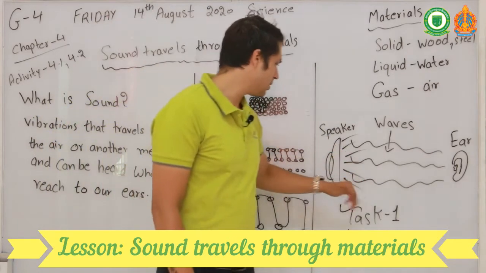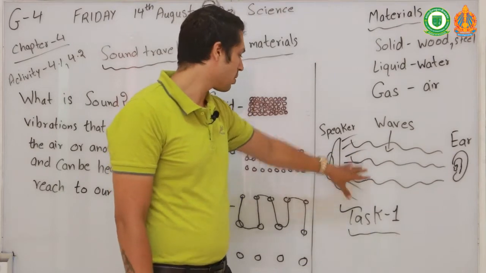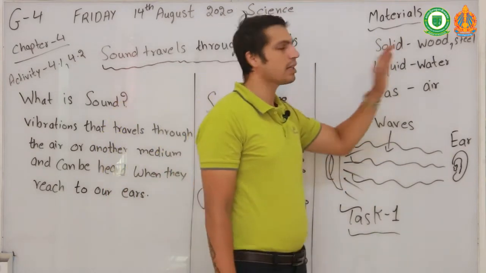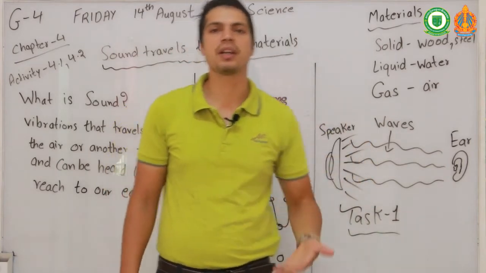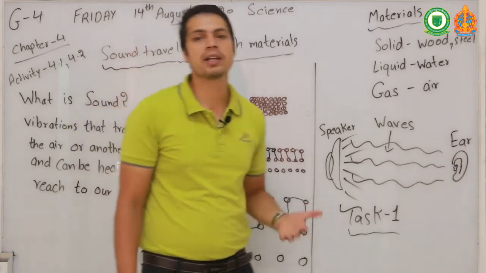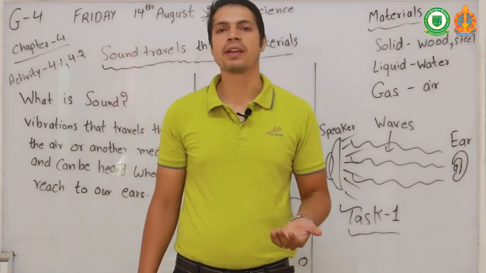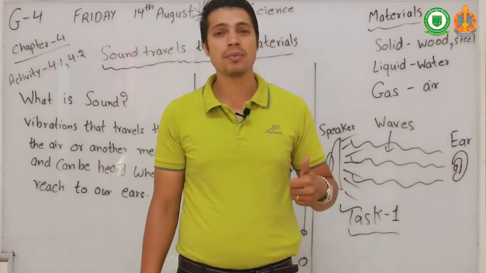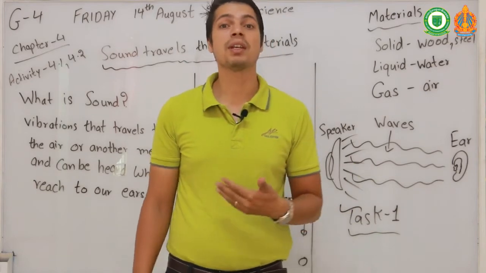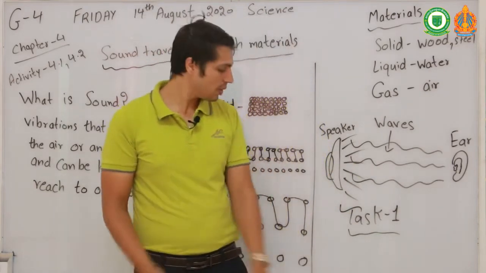And sound travels with waves, as you can see here, and here. And sound needs a medium to travel, mediums like solid, liquid, and gas. That's why we hear an aeroplane: the sound from the aeroplane travels through a medium, and the medium is air. So that's it in the first video.